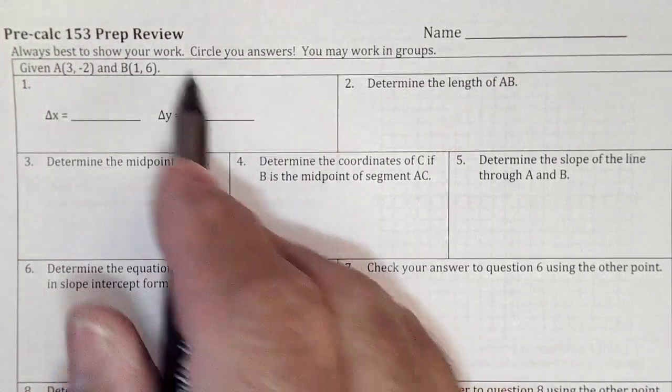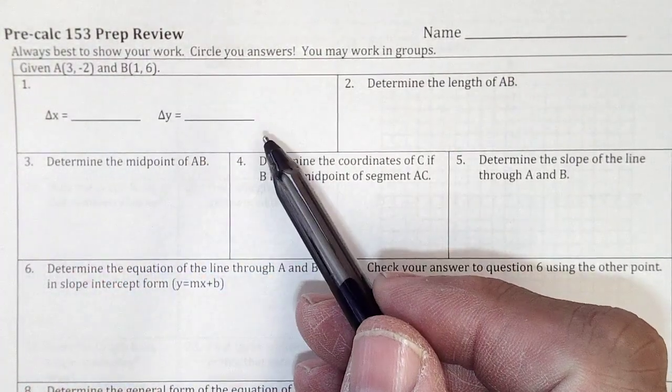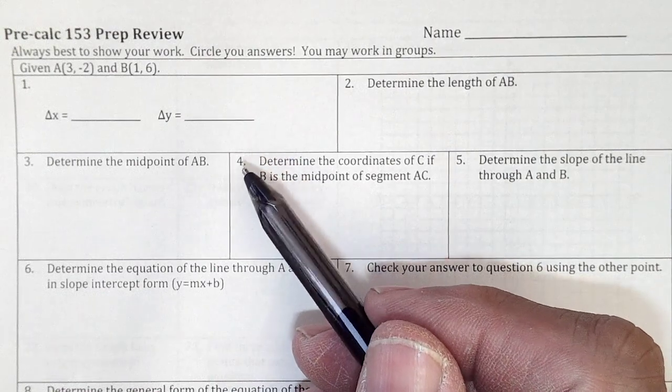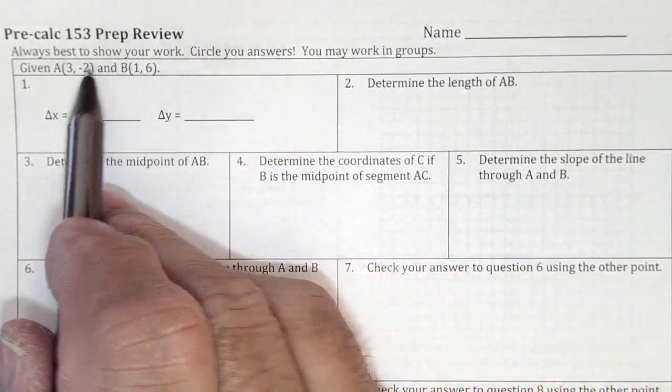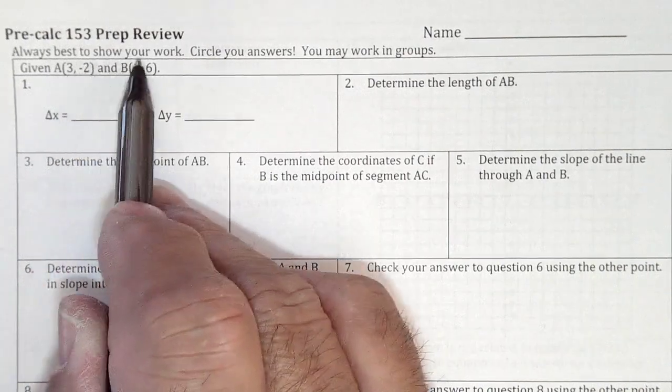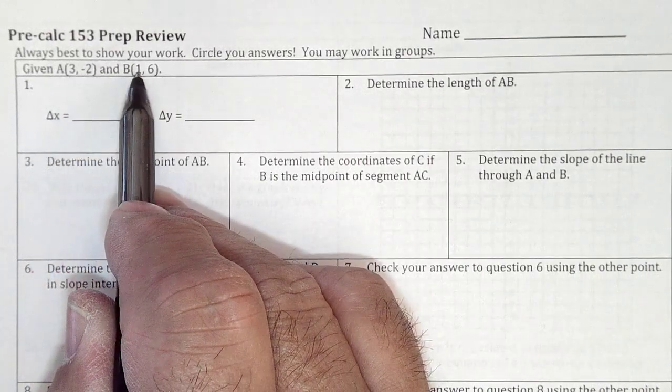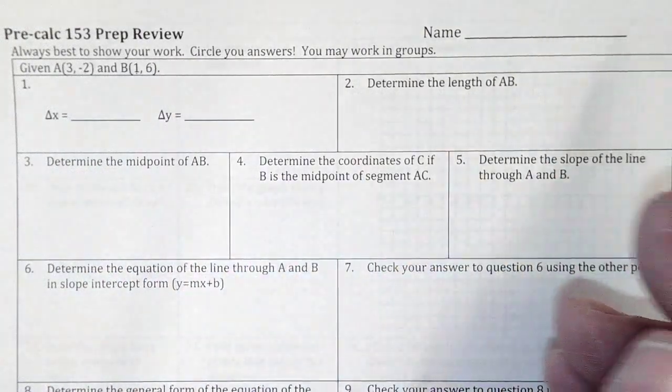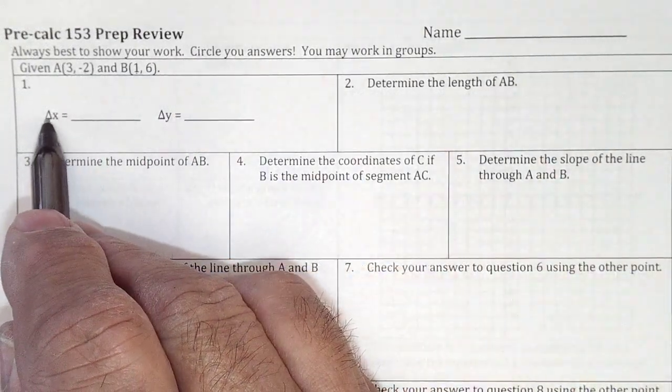All right, let's go through this prep review. We'll do a few of these problems here to start with. Okay, if A is at 3, -2, and B has the coordinates 1, 6, what's the change?